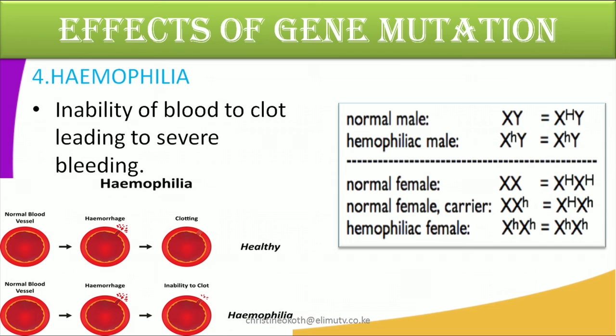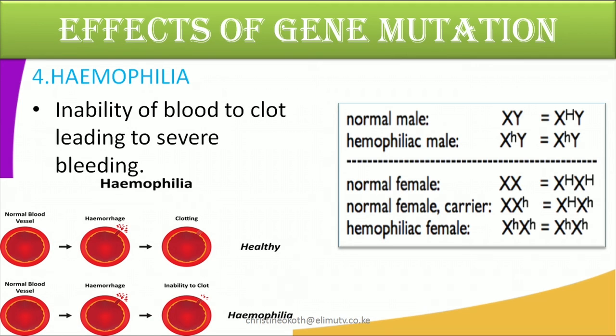So let us look at the genotype and the phenotype. In males, there are only two possible phenotypes. A normal male is denoted as X^H Y, because it is a sex-linked gene and it is normally on the X chromosome. If this person is hemophilic, it will be denoted by a small h on the X chromosome.